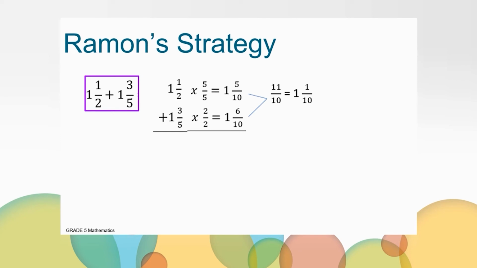He then added the whole numbers, 1 plus 1, and added on the sum of the fractions, 1 1/10, to get a total of 3 1/10. So now he has the total amount of chocolate and vanilla fudge made.